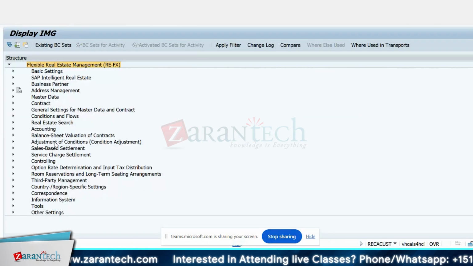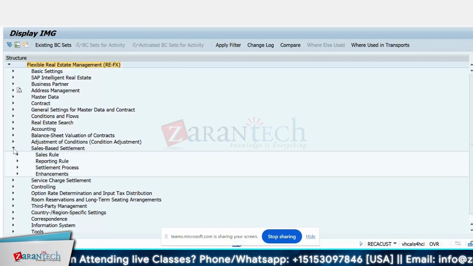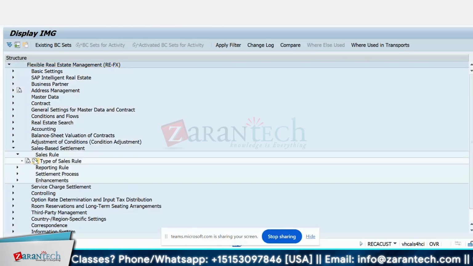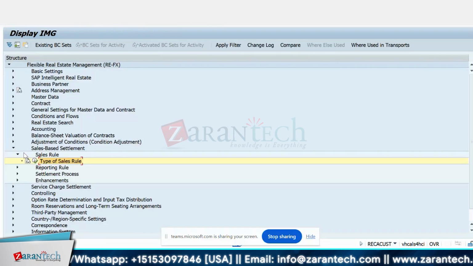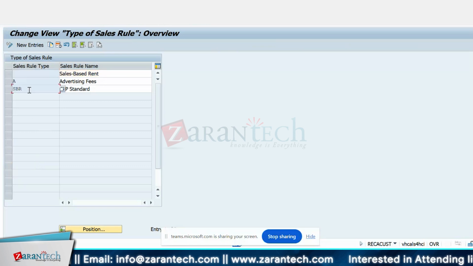Okay, so can you see this balance sheet valuation of contract? So first of all, I'll take you through the service charge settlement scenario, the sales based settlement scenario. Okay. Yesterday we have covered this, right? So type of sales rule. If we have to configure type of sales rule, what we do is we go to sales based settlement. Then in sales rule, we define the sales rule, type of sales rule. Okay. So this is what we assign in our contract, type of sales rule.